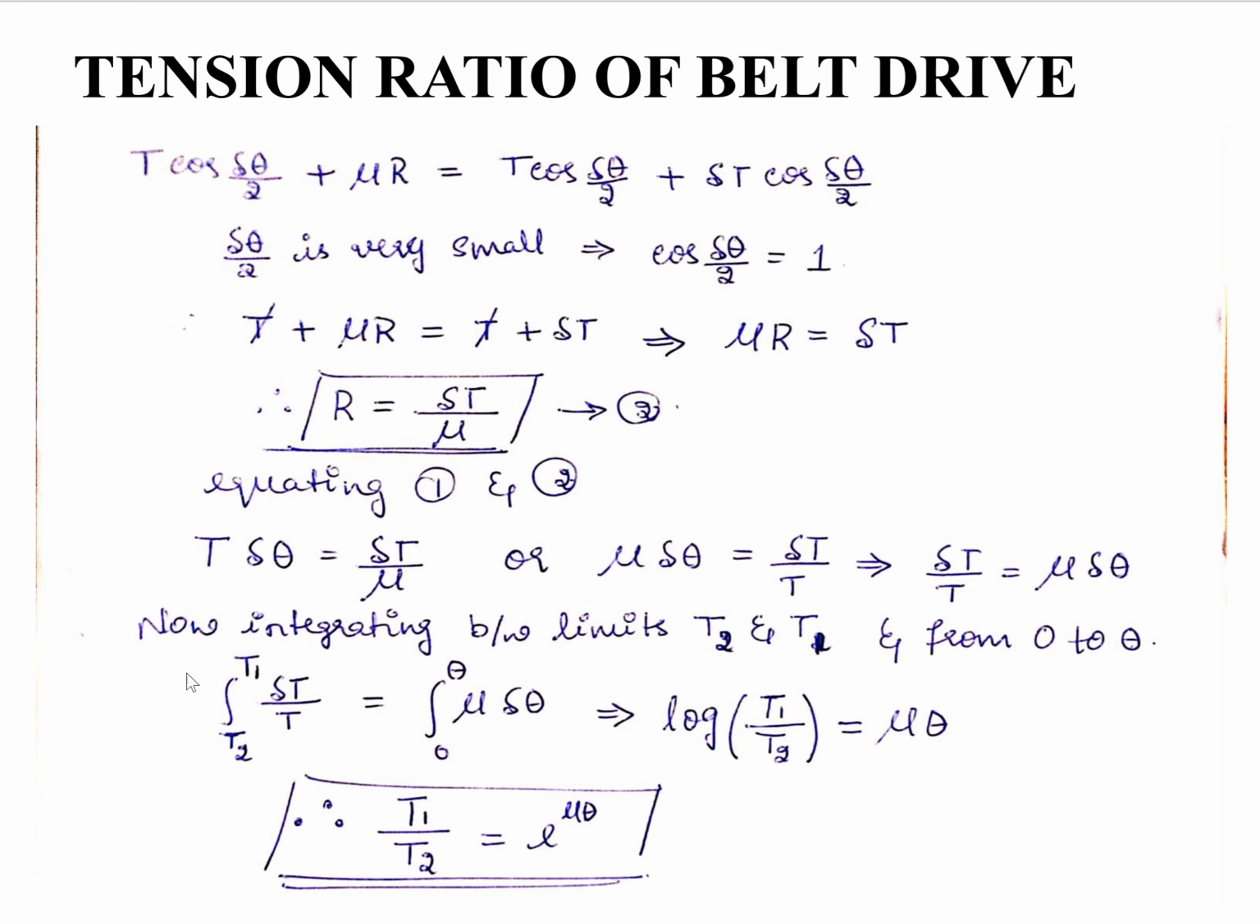Now we are integrating it between the limits of the tensions on the slack side and the tight side, from T2 to T1, or from 0 to theta. So it will become the integral from T2 to T1 of delta T by T, and on the other side the integral from 0 to theta of mu delta theta. When we take the logarithm, it becomes log of T1 by T2 is equal to mu theta. Taking the exponential, we get T1 by T2 is equal to e power mu theta.